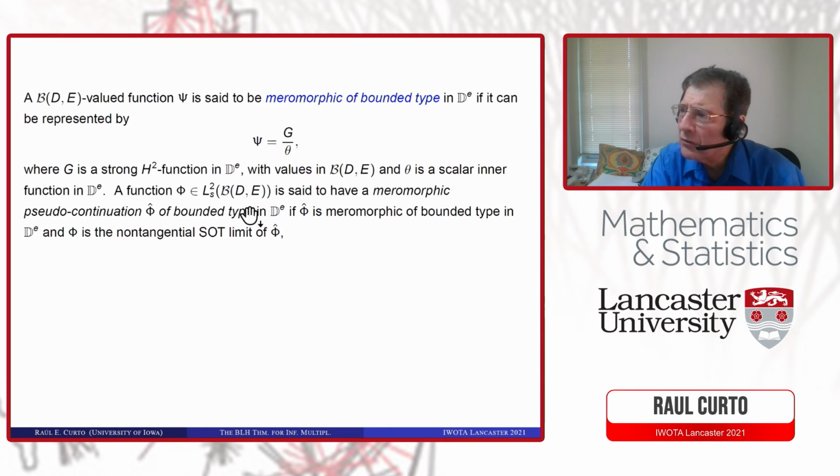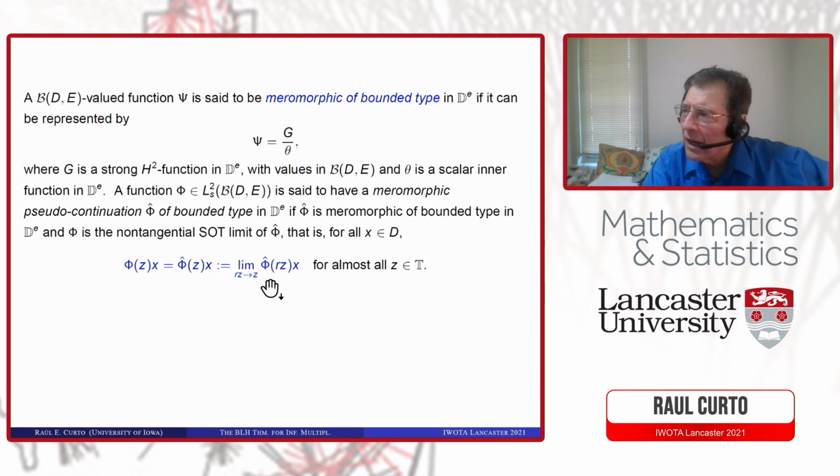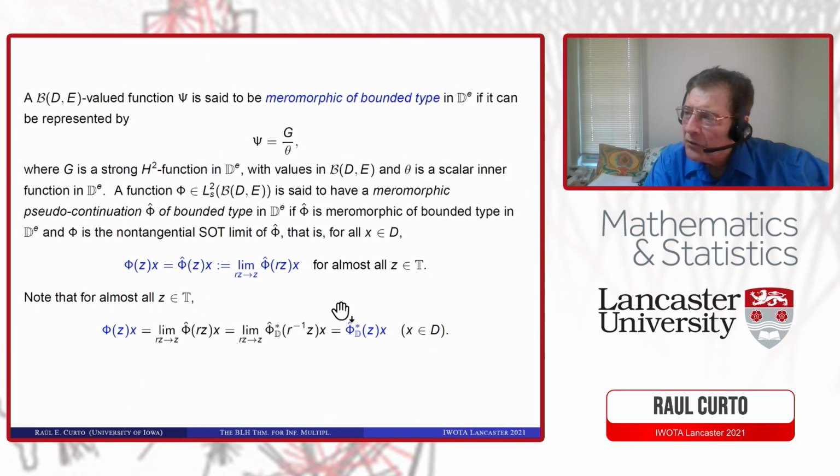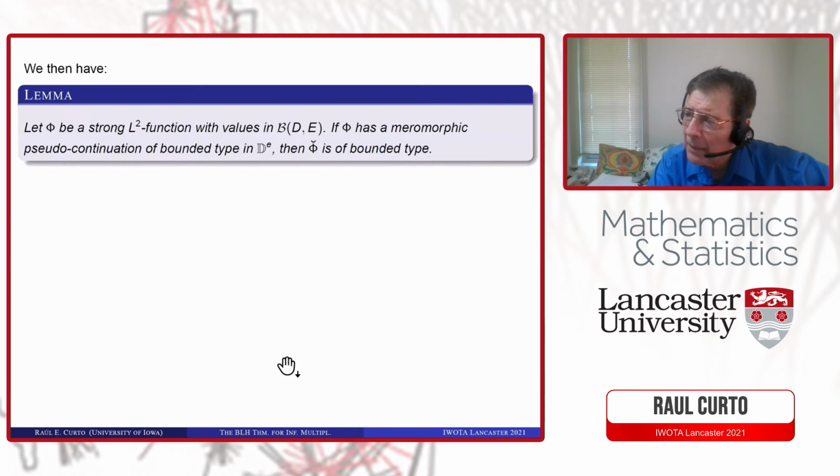So a function phi is said to have meromorphic pseudo-continuation phi hat of bounded type in the exterior of the unit disk if phi hat is meromorphic of bounded type there, and phi is also the non-tangential strong operator limit of phi hat in this sense: if you take z multiplied by r, take phi hat, and let rz go to z, acting pointwise on x, you recover phi of x. And so for almost all z, phi of z is going to be the limit of, and equal to, phi hat sub d star of z x, okay?